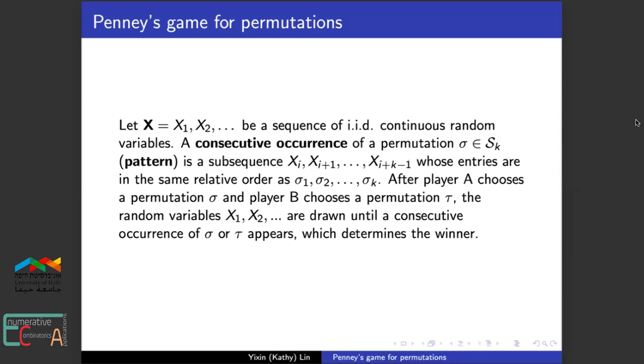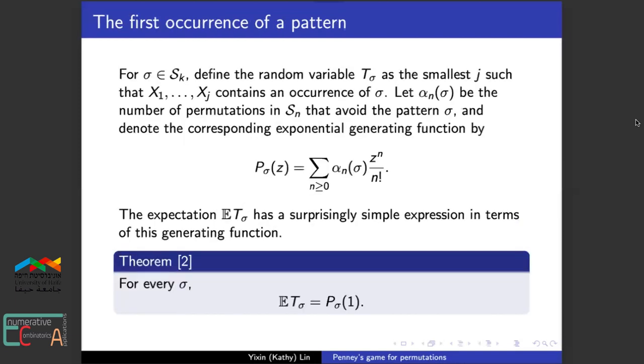We're curious whether there's also a winning strategy for the second player in Penney's game for permutations, and what other properties it has. The first result we have is the expected time to see the first occurrence of a pattern. For a pattern sigma of length k, let T sub sigma be the smallest j such that X contains an occurrence of sigma. Let alpha sub n of sigma be the number of permutations of length n that avoid the pattern sigma, and denote the corresponding exponential generating function by P sub sigma of z. Then surprisingly, the expectation of T sub sigma is simply P sub sigma at z equals 1.